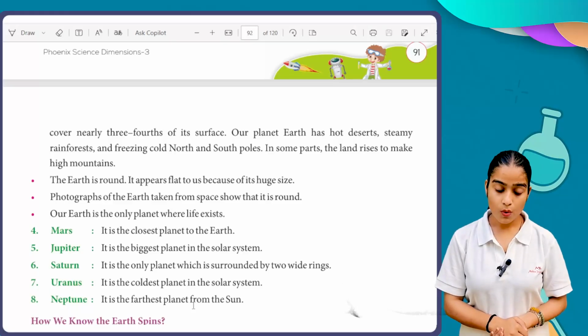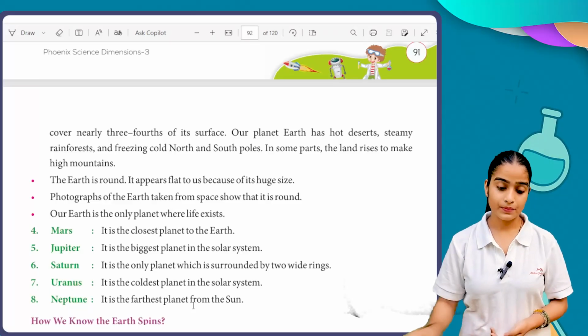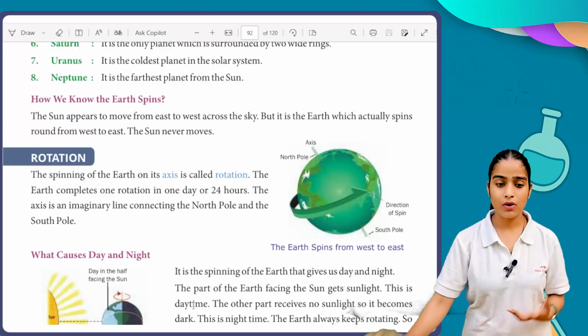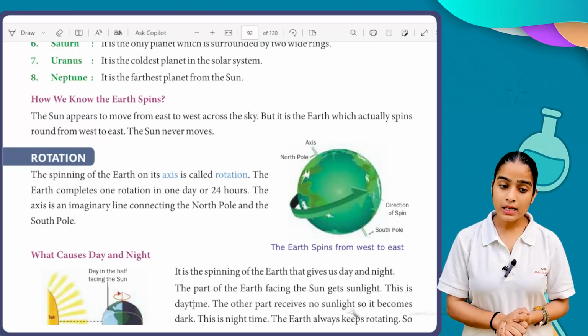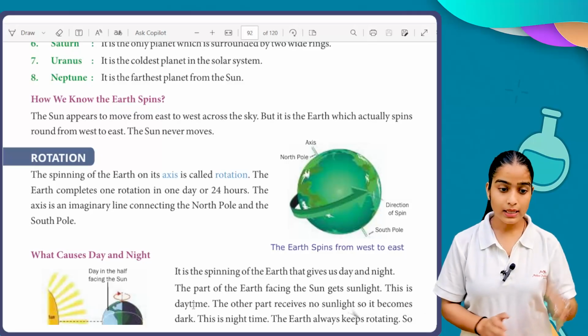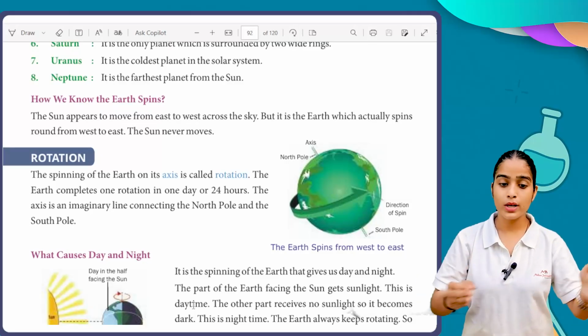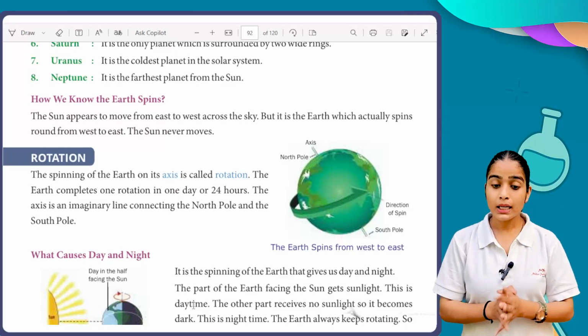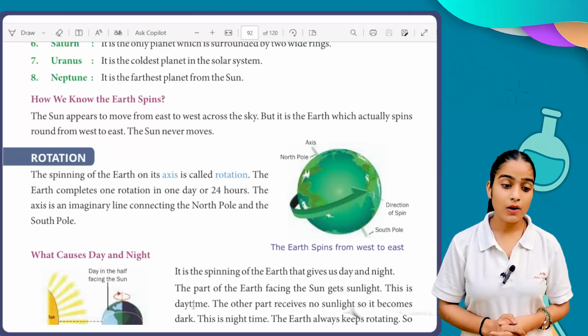Now we move forward. How do we know the Earth spins? So how do we know that this Earth spins? The sun appears to move from east to west across the sky. As we already know, the sun appears to move from east to west across the sky, but it is Earth which actually spins round from west to east.